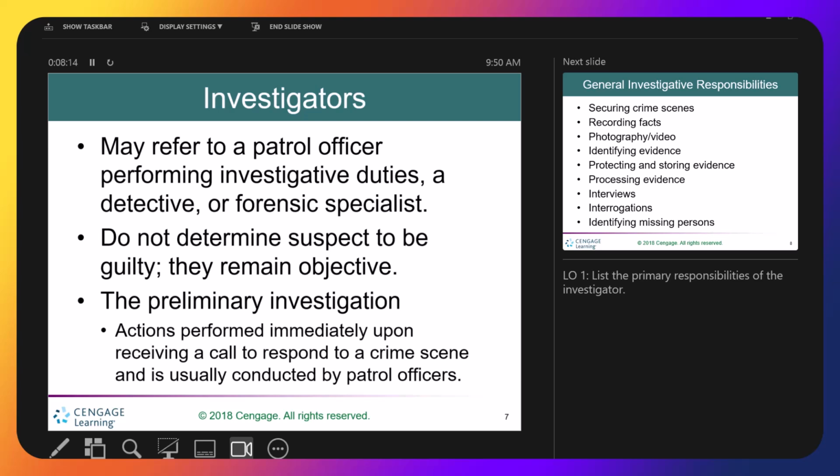So investigators, when we look at the investigators, may refer to a patrol officer performing investigative duties, a detective or forensic specialist. Do not determine a suspect to be guilty. They remain objective. Preliminary investigation actions performed immediately upon receiving a call, respond to the scene.